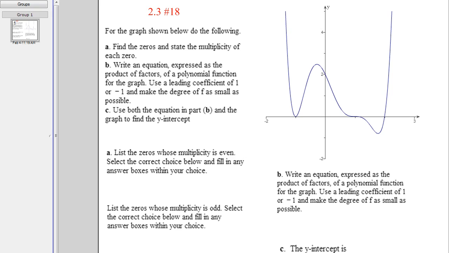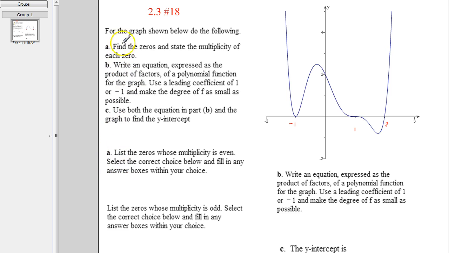Hello, 171 class. This is another example from your Chapter 2A homework set. This is 2.3, problem number 18. What we're being asked to do here is, again, understand zeros and understand graphically what zeros look like. I see here a -1, a +1, and a +2, where these things touch or cross the axis. Okay, so those are going to be my zeros.